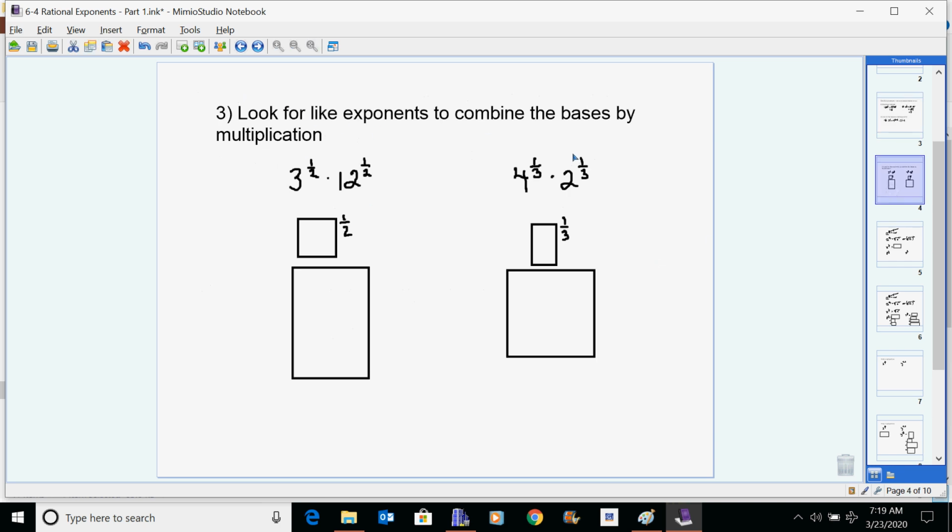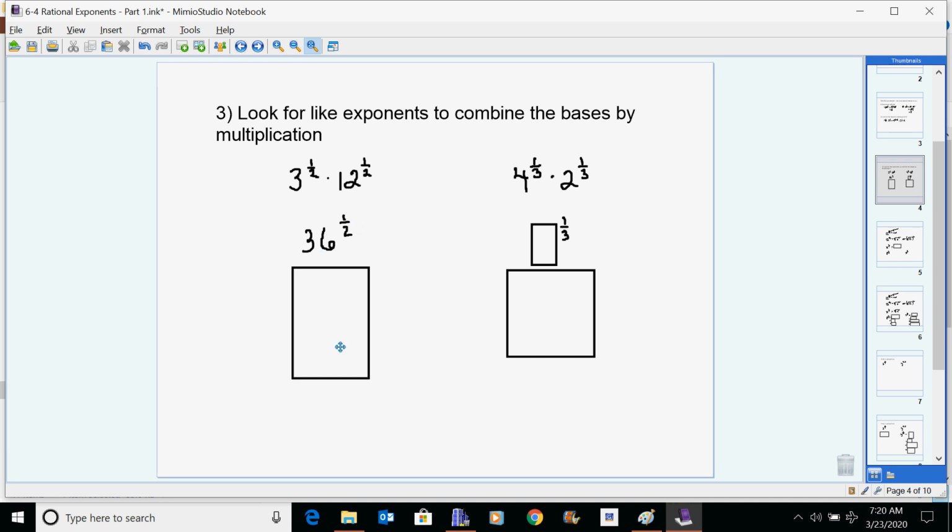And another thing that you can do is look for like exponents. Well, wait a minute. What do you mean look for like exponents? Well, here's the thing. If I have 3 to the 1/2 power and I have 12 to the 1/2 power, that would be the same thing as saying square root of 3 times the square root of 12. And we already know that with radicals, if you have the same radical, you can bring them both under the same radical sign. Same thing works with the same exponents. So what I could do in this case, even though the bases aren't alike, since the exponents are alike, it's also okay to go ahead and multiply those bases.